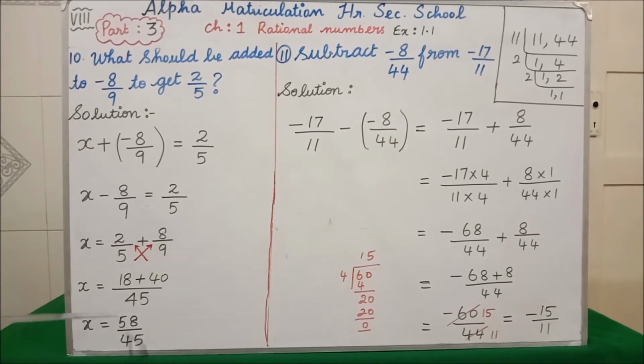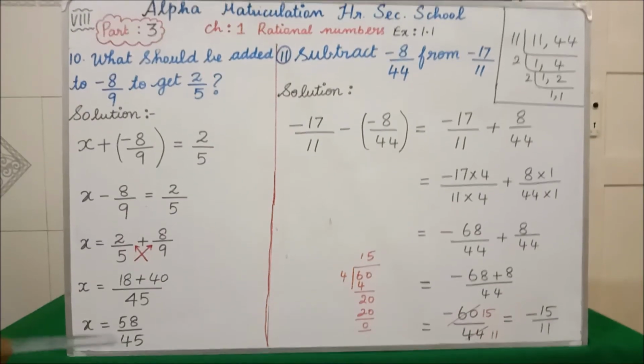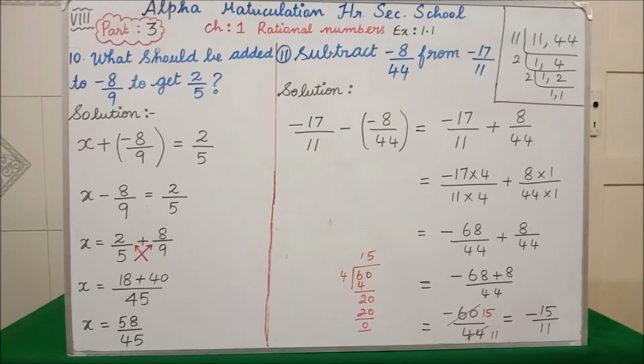When we add 58 by 45 with minus 8 by 9, we get the answer 2 by 5. Okay, they are not asking us to verify, they are asking what should be added alone. So it is enough if we find the x value alone. Clear all of you? So our x is 58 by 45. Clear students, all of you?